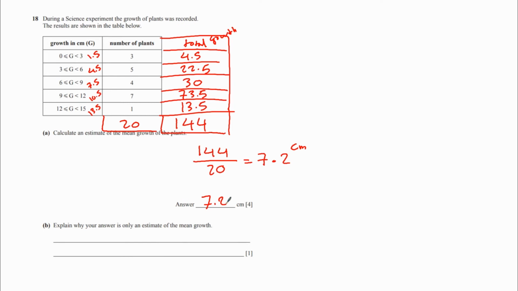Explain why your answer is only an estimate of the mean growth. And I did explain this in the very beginning. The reason is that we are assuming that when we say we had 3 plants in growth between 0 and 3, this is distributed evenly, so that we can assume that the midpoint, the growth of each one is approximately 1.5. Basically we can say that within each class we have assumed that the distribution is uniform, so that we can safely say that the growth of the plants in that class is equivalent to the midpoint.